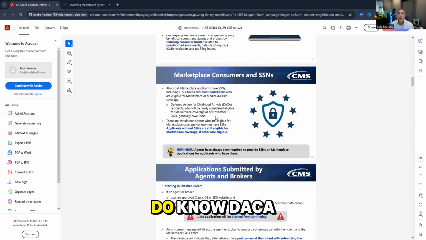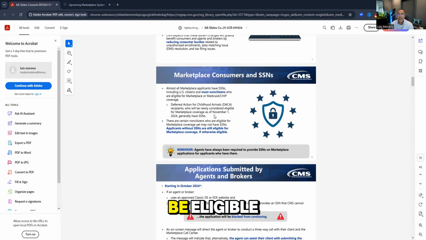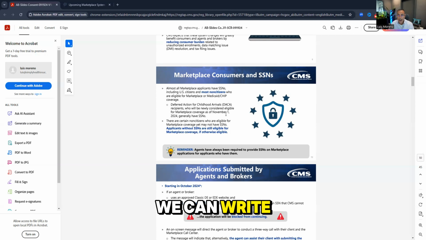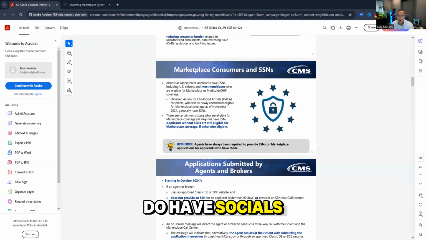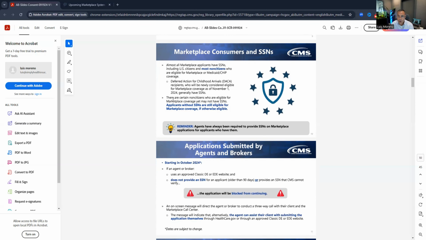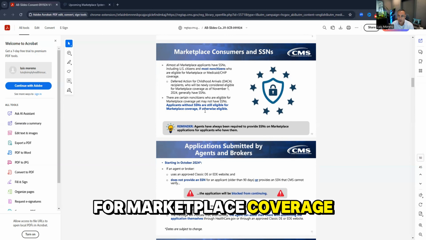Now, we do know DACA, this is a good thing, deferred action for childhood arrivals. These recipients are now going to be eligible starting November the 1st. So in October, we can write them. Okay, and generally they do have socials. But if they don't, then we're going to have to submit some data here. There are certain non-citizens who are eligible for coverage yet may not have a social. Applicants without socials are still eligible for marketplace coverage.